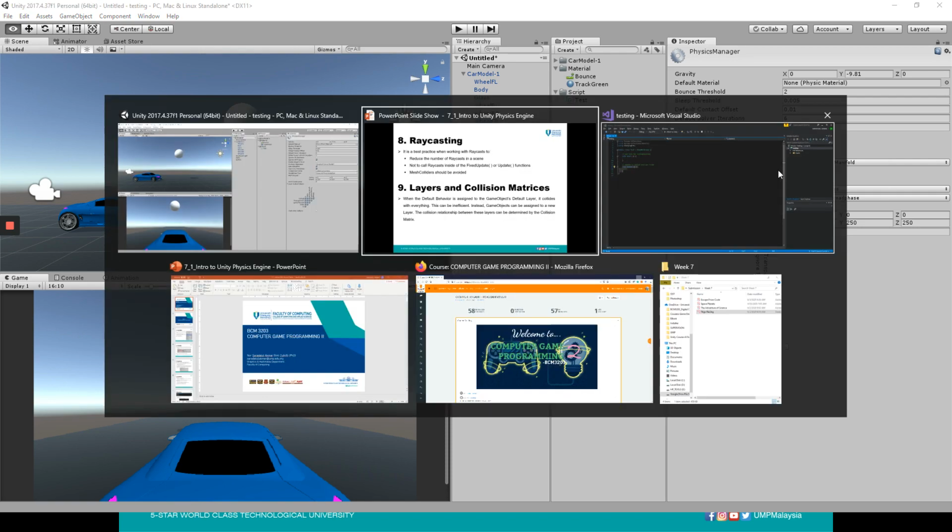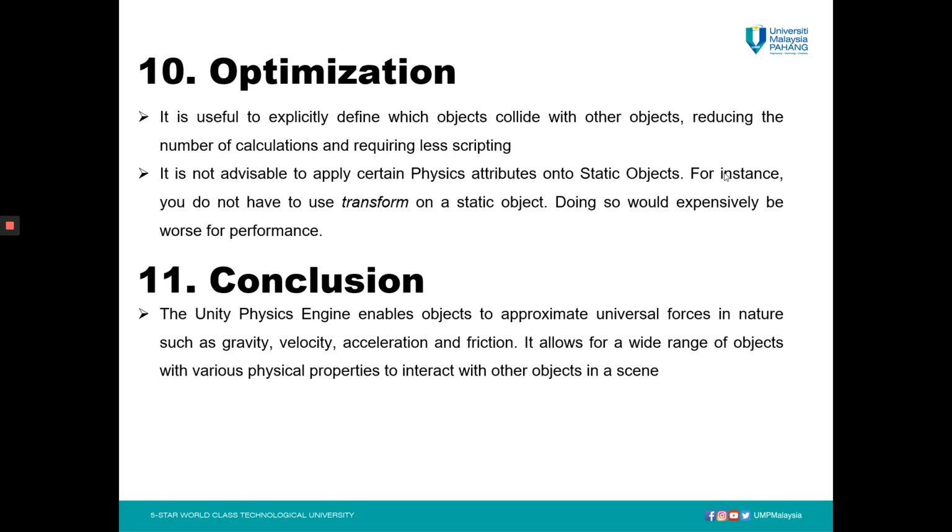So let's go back. And the next one, to be optimized in making your games, it is useful to explicitly define which objects collide with other objects. So basically, do define which objects collide with which objects so that you can reduce the number of calculations and require less scripting. And as a conclusion, the Unity physics engine enables objects to approximate universal forces in nature such as gravity, velocity, acceleration, and friction. It allows for a wide range of objects with various physical properties to interact with other objects in a scene.